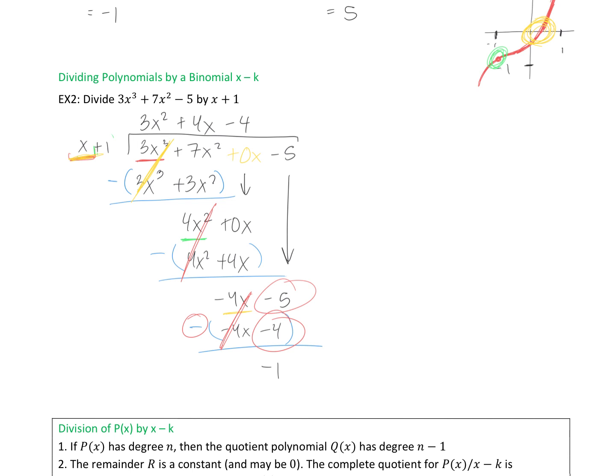How would I write that as my answer? Well, our final answer is just going to be the 3x squared plus 4x minus 4 plus my remainder, which is negative 1, still being divided by the x plus 1 from over here. And that's how we'd write it out. Again, the part that perfectly divided, and then the remainder.